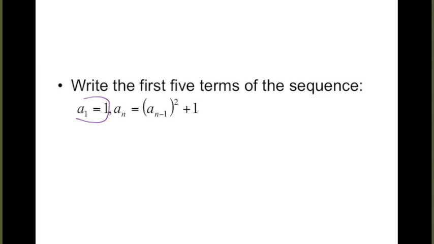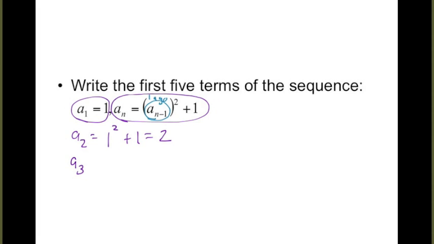So here we've got one given term and a rule for what to do after that given term. So we're going to find a sub 2. Our rule says take a sub n minus 1, which means 1 ago, square it, and add 1. So 1 ago is the only answer we have so far, which is 1. We're going to do 1 squared plus 1, which is 2. And for our next one, we're going to take 1 answer ago, which is 2, square it, and add 1 to it. And that gives 5.